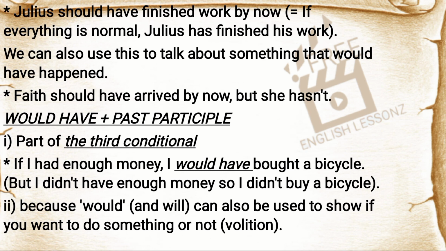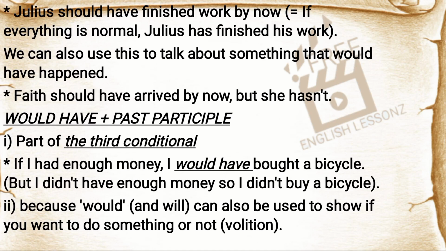We can also use this to talk about something that would have happened. Faith should have arrived by now, but she hasn't. Would have plus past participle. 1. Part of the third conditional. If I had enough money, I would have bought a bicycle. But I didn't have enough money, so I didn't buy a bicycle.